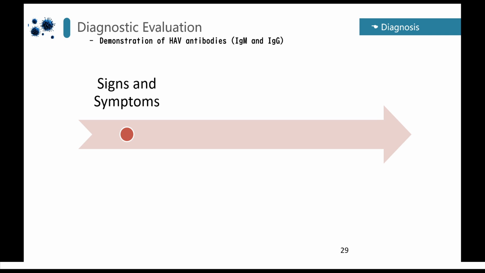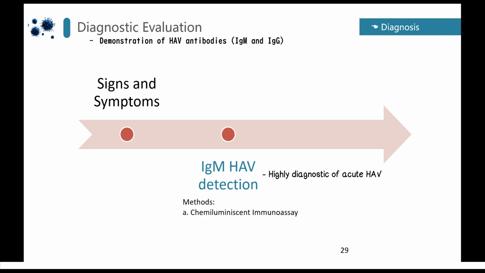And if the doctor identifies that the patient is at risk for an HAV or hepatitis A infection, then the doctor will order for hepatitis A antibody detection. So, with hepatitis A antibody detection, IgM is actually considered highly diagnostic for acute hepatitis A infection. So the methodology here is similar to hepatitis C, chemiluminescent assay.